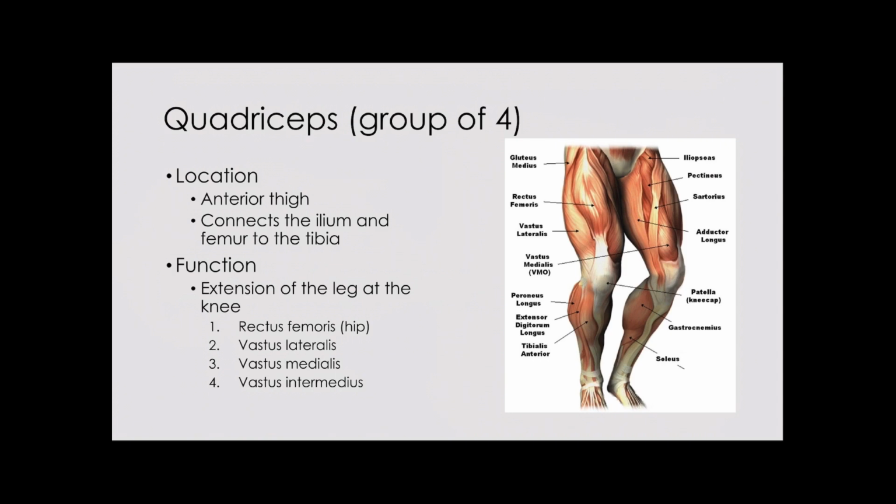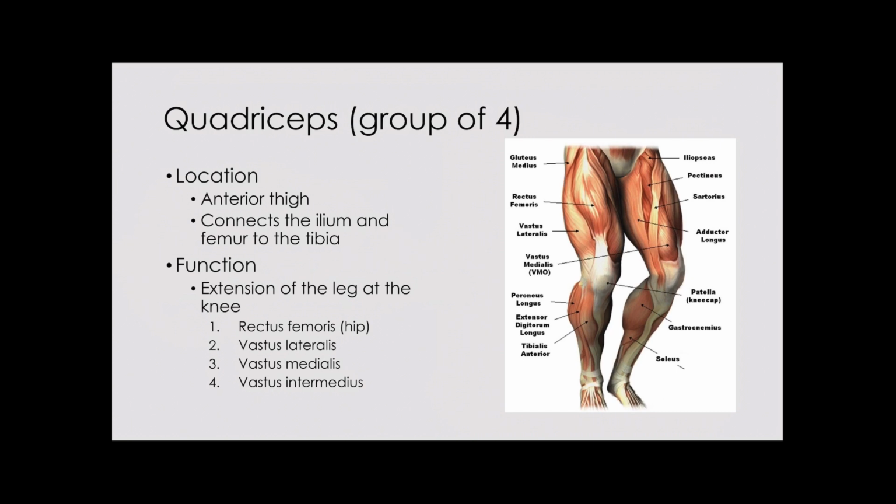Then we have your knee muscles. One of the main ones, there's three of them, is your quads, or your quadriceps. These are located on the front part of your legs. They're going to connect the ilium of your pelvic bone to the femur and then to the tibia of your legs. They're going to be involved in extension of the leg at the knee. They are grouped together. The group members are your rectus femoris, your vastus lateralis, your vastus medialis, and your vastus intermedius.